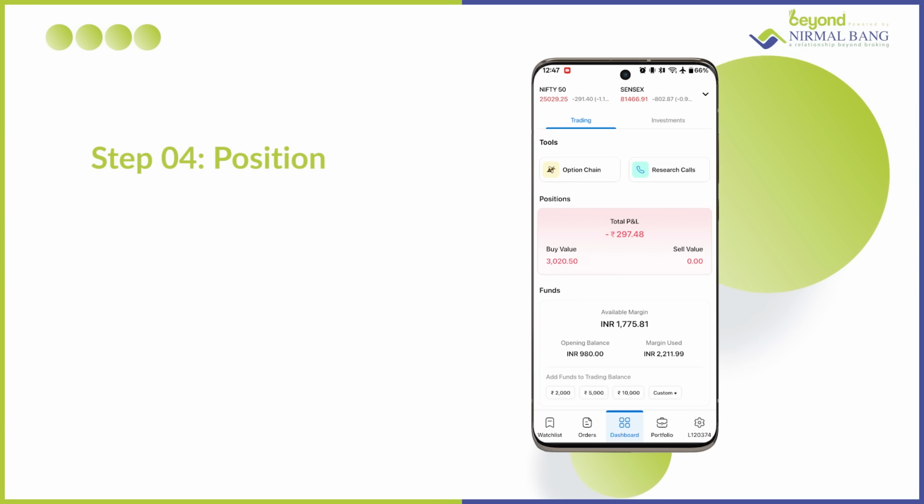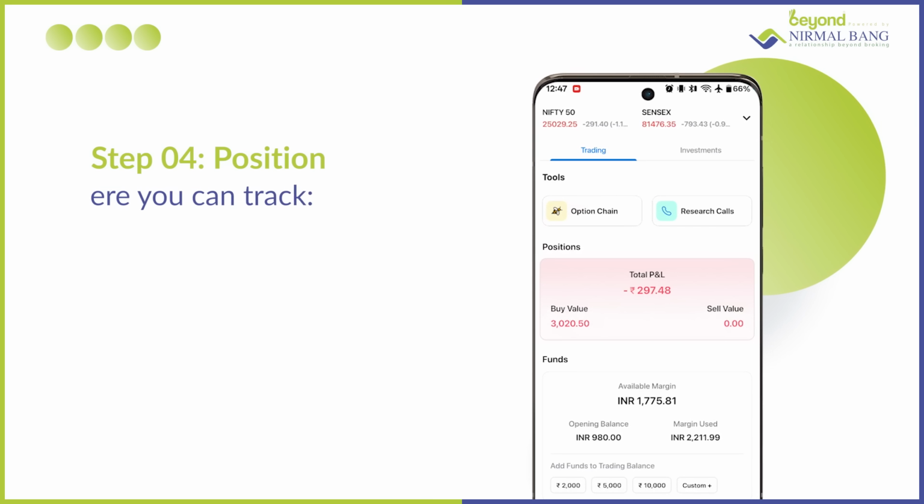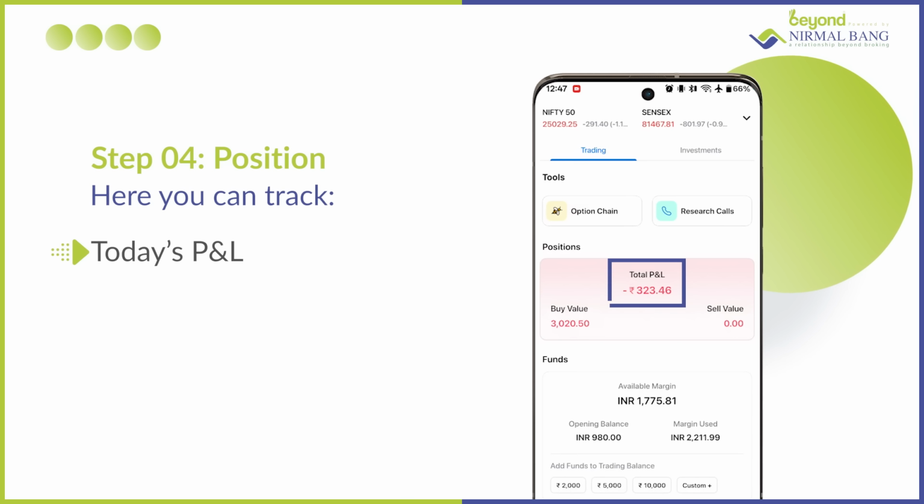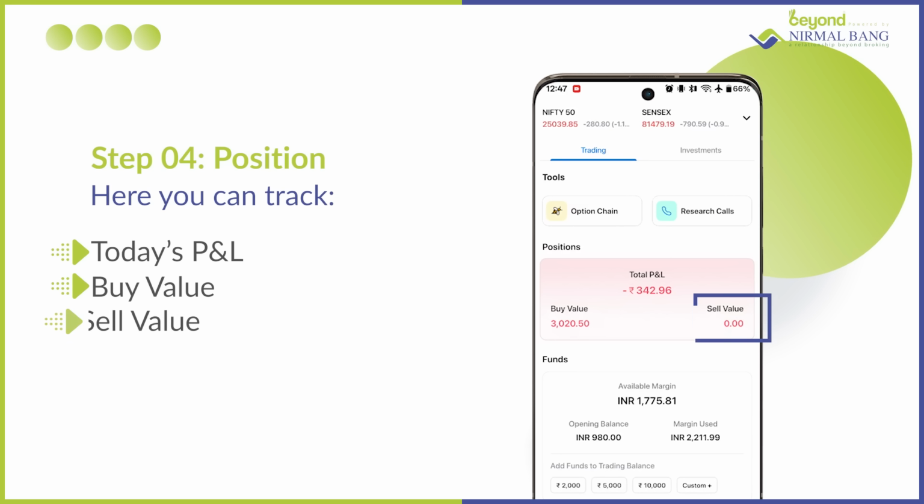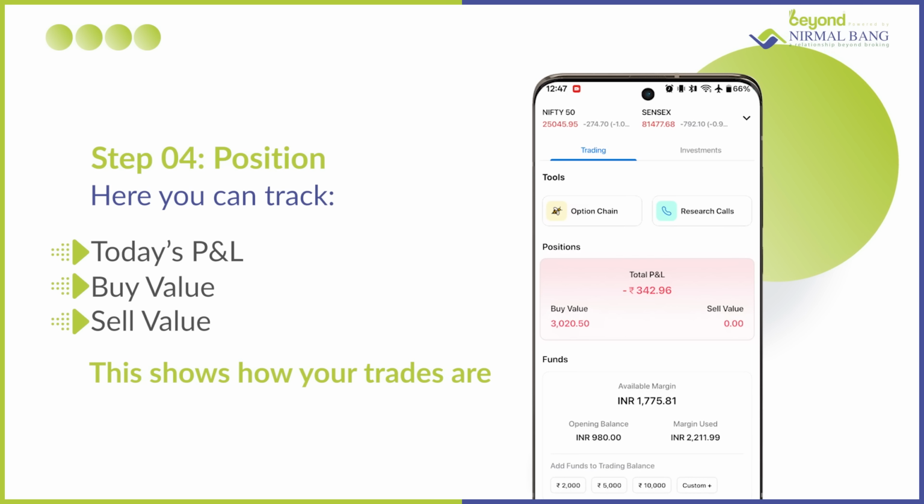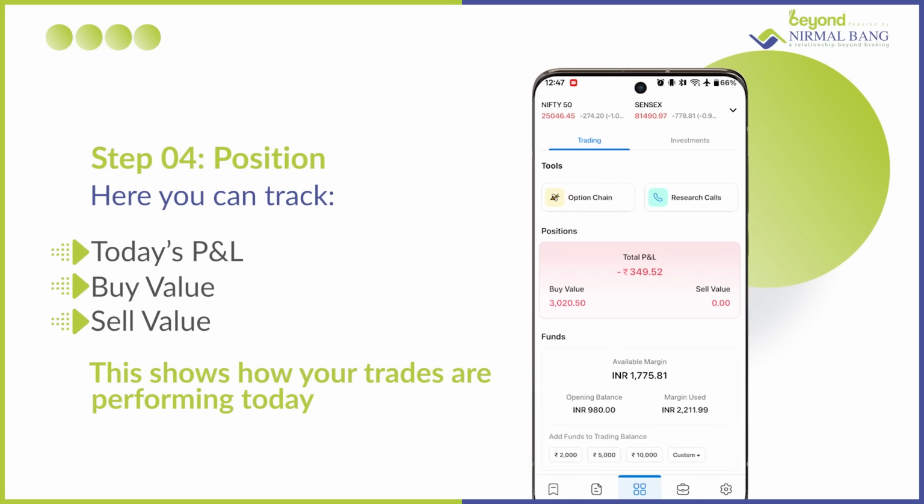Step number 4. Next is the position. Here you can track today's P&L that is calculated based on yesterday's closing, buy value and sell value. This section basically tells you how your trades are performing today.